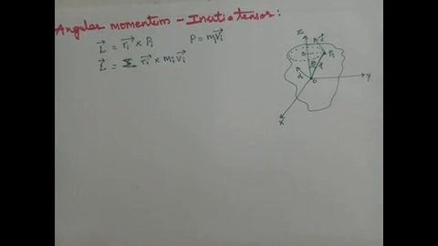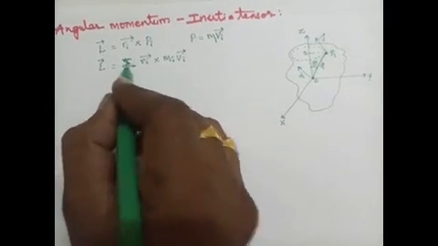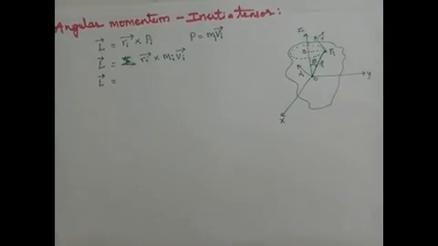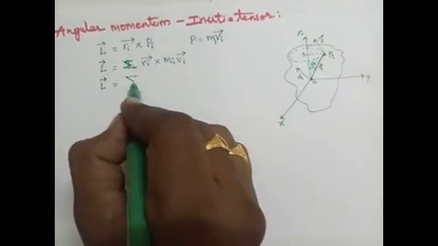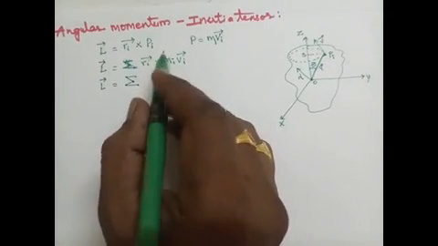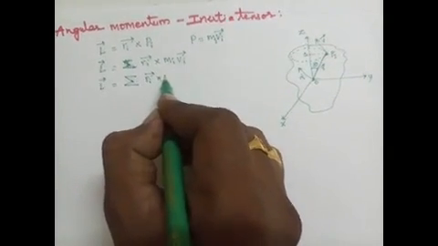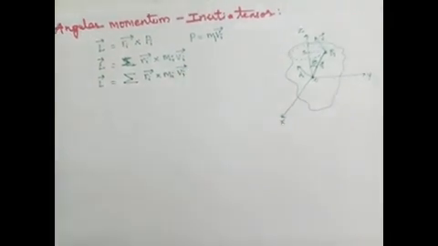So what is the angular momentum for the whole body? The whole body means a composition of a number of particles. So for this case we have to take the summation. L bar equal to summation Ri bar cross Mi Vi bar.